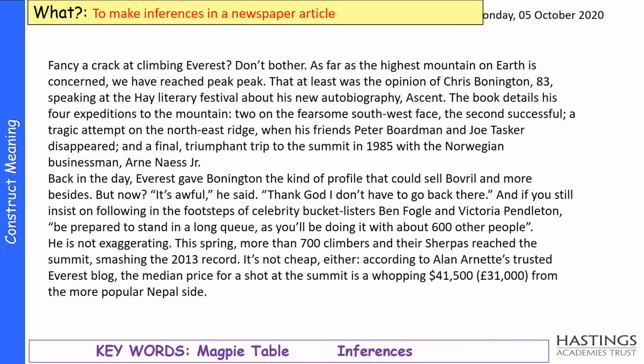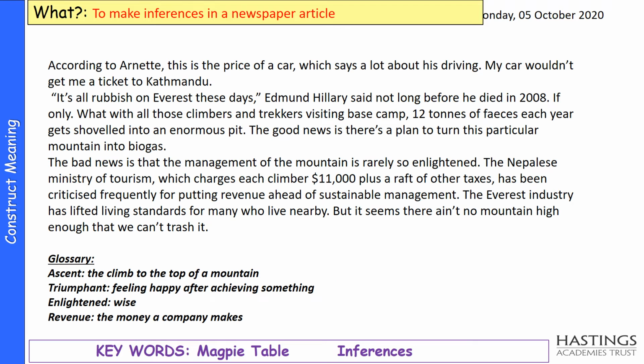It's not cheap either. According to Alan Arnett's trusted Everest blog, the median price for a shot at the summit is a whopping $41,500, £31,000, from the more popular Nepal side. According to Arnett, this is the price of a car, which says a lot about his driving. My car wouldn't get me a ticket to Kathmandu.